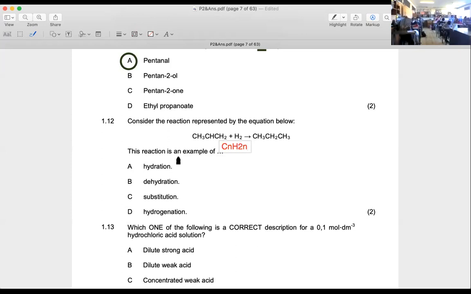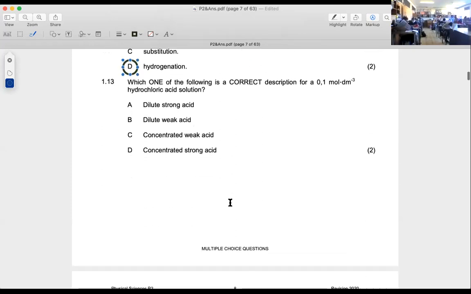So this reaction is an example of not hydration, that's water, not dehydration, that's taking away water. It's not substitution because we start with double bonds, we end with single. And there, hydrogenation. I kicked it. I hope you can see that. Okay, so you see how easy that was.